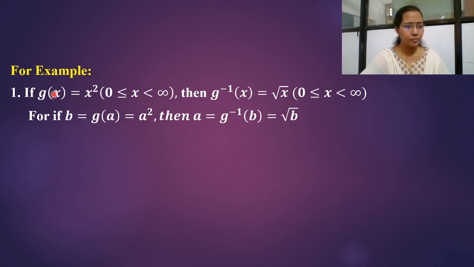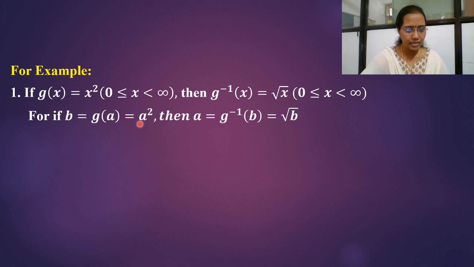Let us take some element a from this domain. So g of a, let us say that that element is b. Okay, give it the name b. Now by definition g of x is x square, so g of a will be a square. Then a is equal to what from this part? b is equal to g of a. What will be a? a is nothing but g inverse of b.